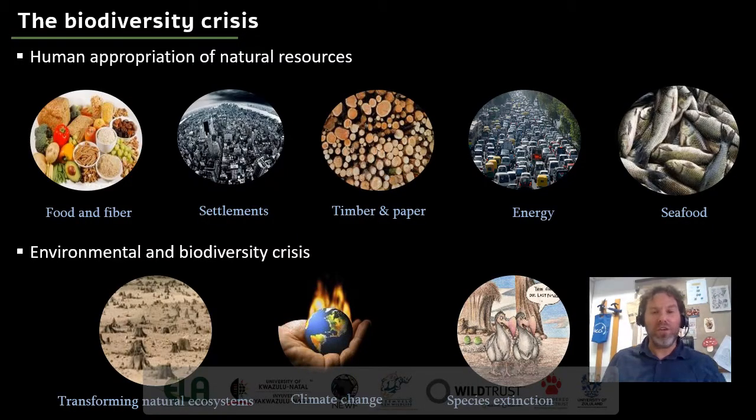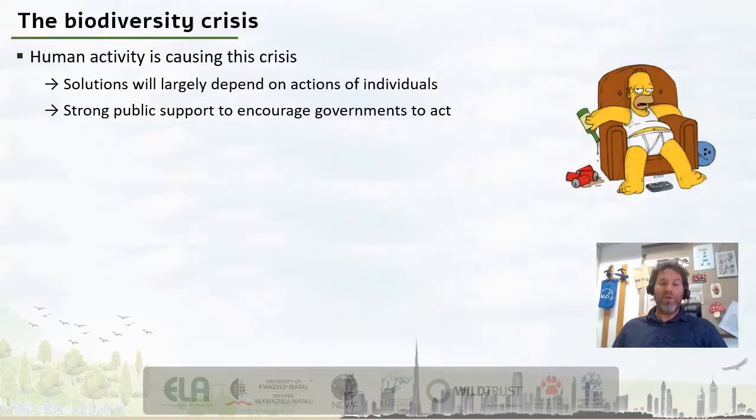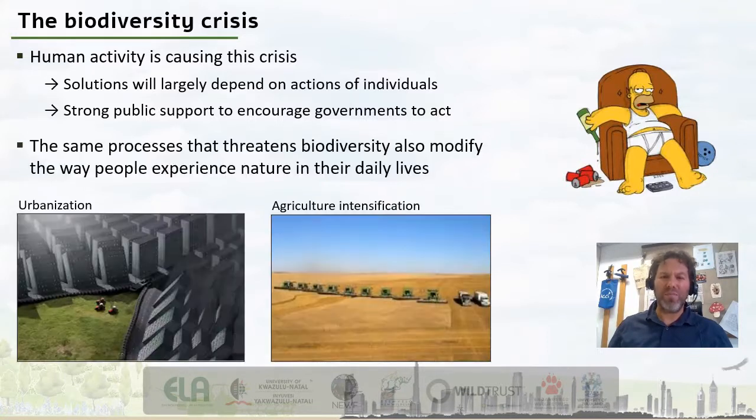Human appropriation of natural resources, as you all know, has led to a huge biodiversity crisis. Human activity is the cause of this crisis, and therefore the solution to it would largely depend on the way we will behave in the future and our ability to raise strong public support to encourage our governments to act. The problem is that the same processes that threaten biodiversity, such as urbanization or agricultural intensification, also modify the way people experience nature in their daily life. Now, this is an issue.